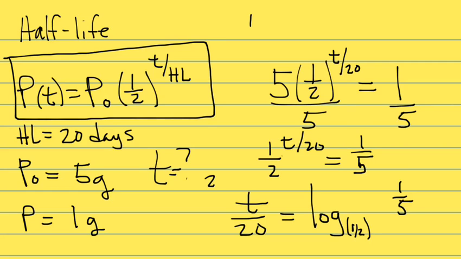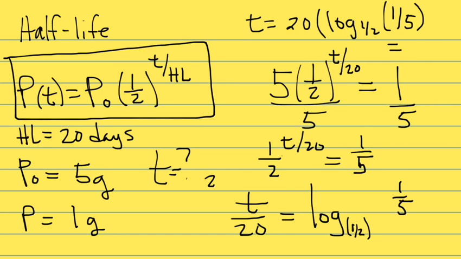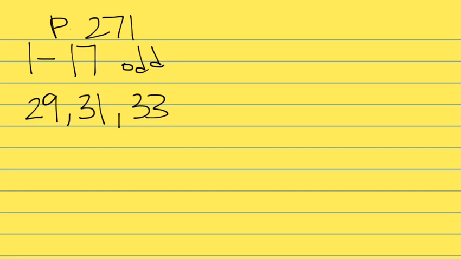If you simplify that, you're going to get t equals 20 times log base 1/2 of 1/5. And that's equal to, was it 46 point something? What'd you get? 46.4. So I would expect it to take 46.4 days for that to happen. It's real important to go through these processes instead of just copying them down. Let me go one more step, and I'll explain it. There's your homework.